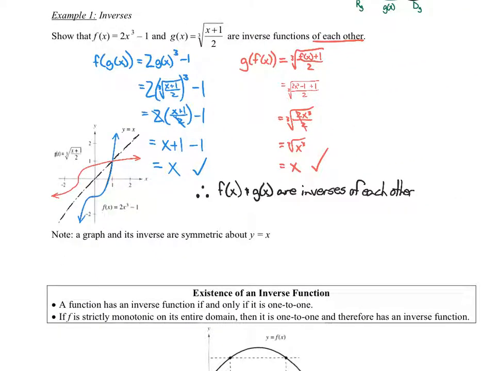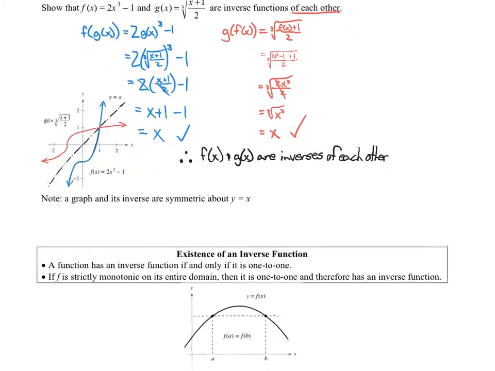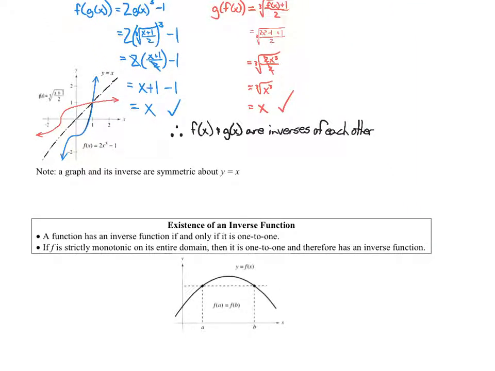So we have that symmetry there, that reflection, okay? Now, how do we know that a function has an inverse function? It's got to be 1 to 1. Okay? Now, what does 1 to 1 mean? That for every x, there's only one y.